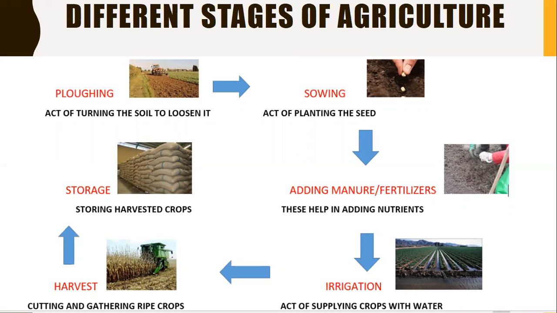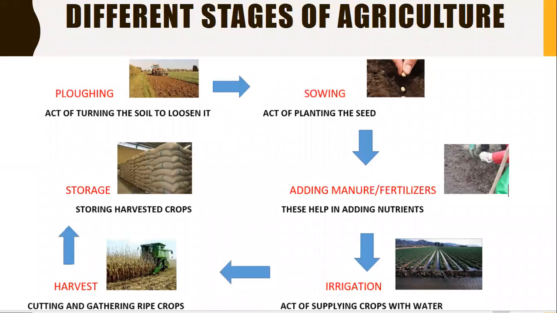So, the first stage is plowing. Plowing is the act of turning the soil to loosen it. It helps in the circulation of air in the soil. Second stage is sowing. Sowing is the act of planting seeds in the soil. To get a good yield, it is important to sow good quality healthy seeds.